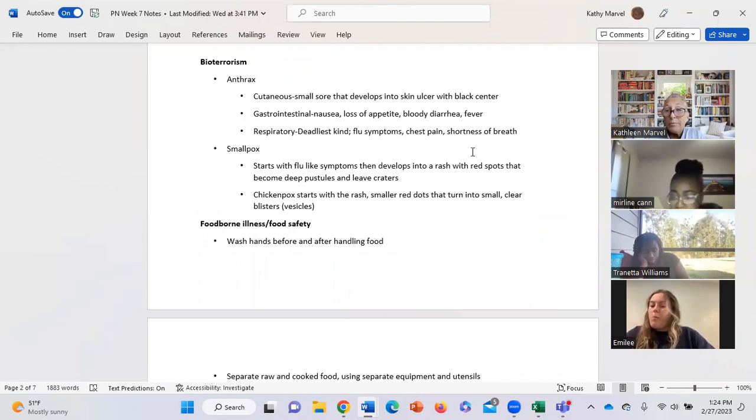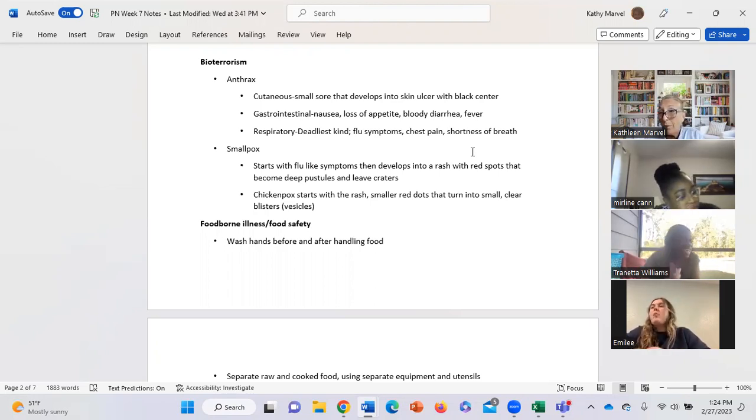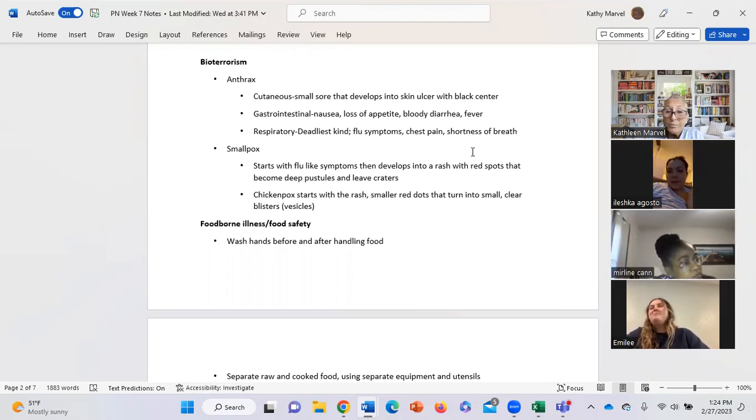Smallpox is another big one. There's a question on your quiz 5 about smallpox. Well, it's about a bioterrorism agent. You have to pick what it is. It starts with flu-like symptoms and develops into a rash with red spots that become deep pustules, and they actually leave craters. Do they look like varicella? What's the big difference between smallpox and chickenpox? You should have got this from your reading. Where might smallpox show up that varicella doesn't?